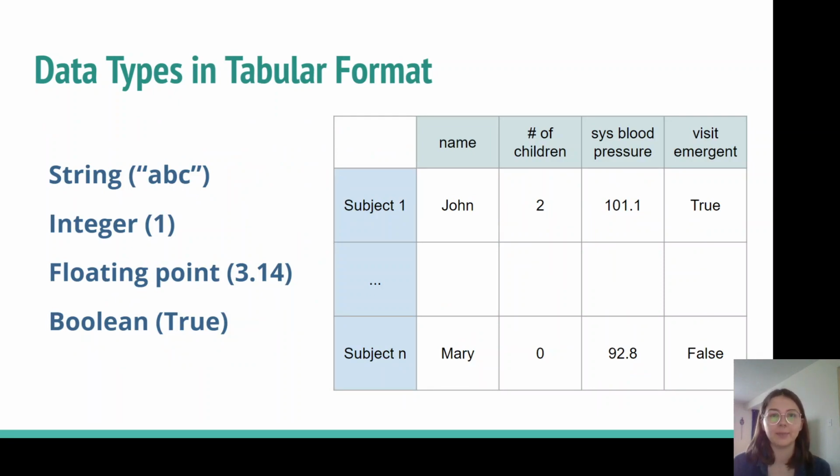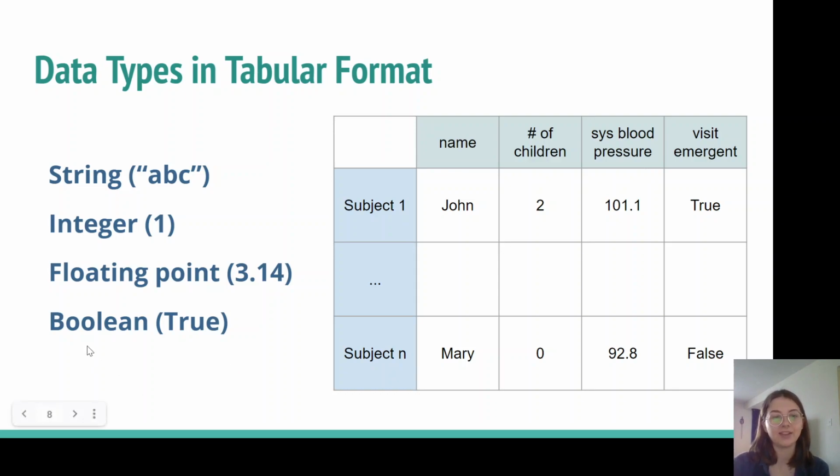Okay, so here's an example of data types. This is something that will inevitably come up in your data science journey. We have strings. An example of this would be name. This is just a sequence of any kind of character. Integer, so whole numbers. An example of this is the number of children that a subject has. Floating point, which is a number with a decimal or the possibility of a decimal following it. An example of this is systolic blood pressure.